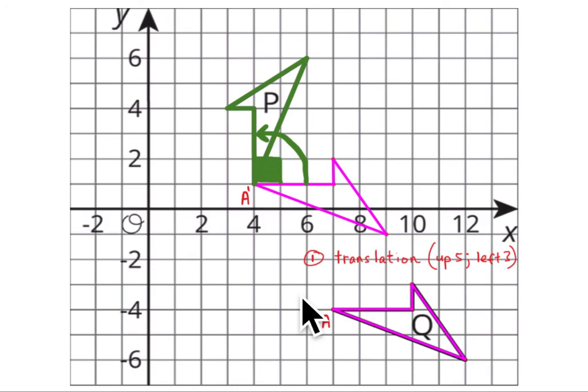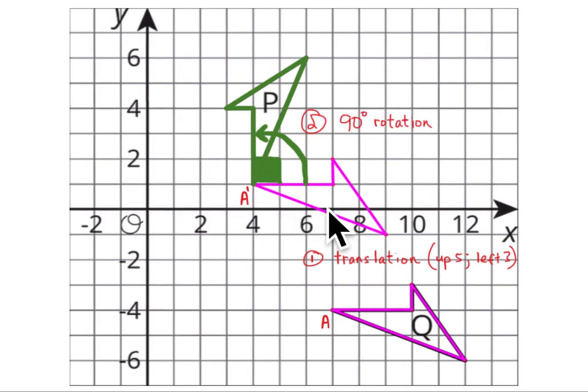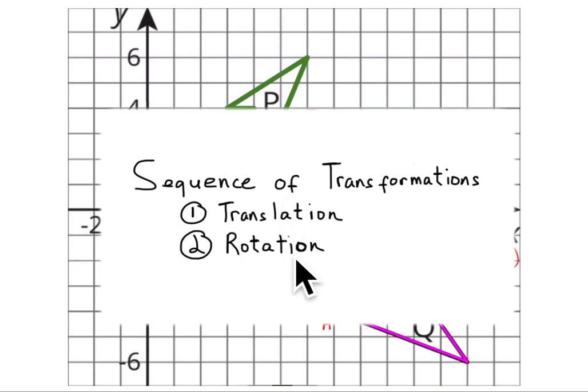If you're going to describe this, you would say that each point for quadrilateral Q is moved up 5 units and to the left 3 units. And then quadrilateral Q after that translation is then rotated with the center of rotation at A prime, rotated 90 degrees around this way. So the sequence of transformations is the translation and the rotation. So these are practice problems for lesson 8.